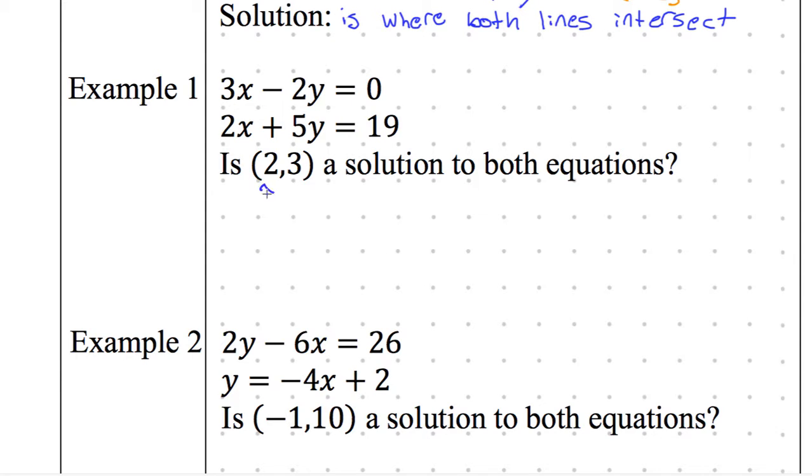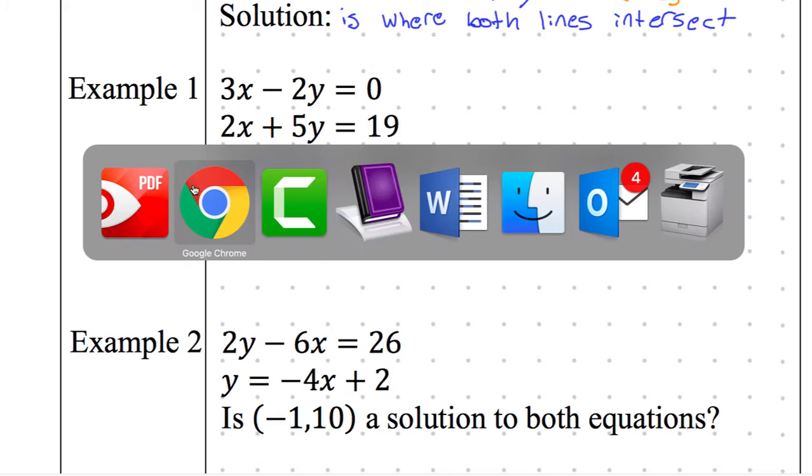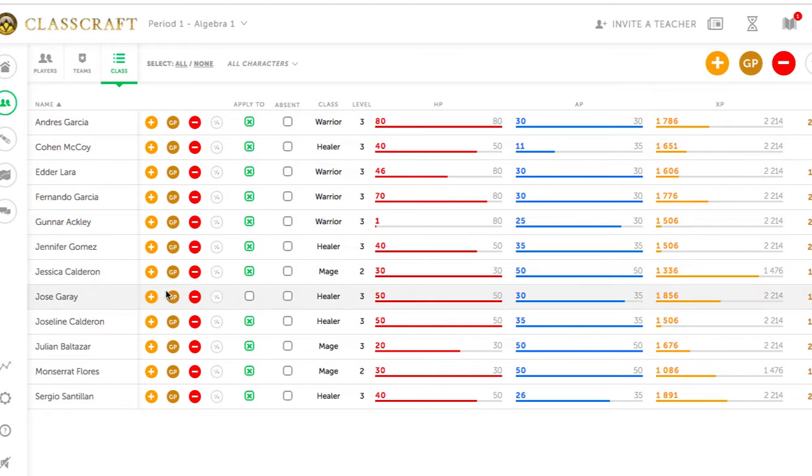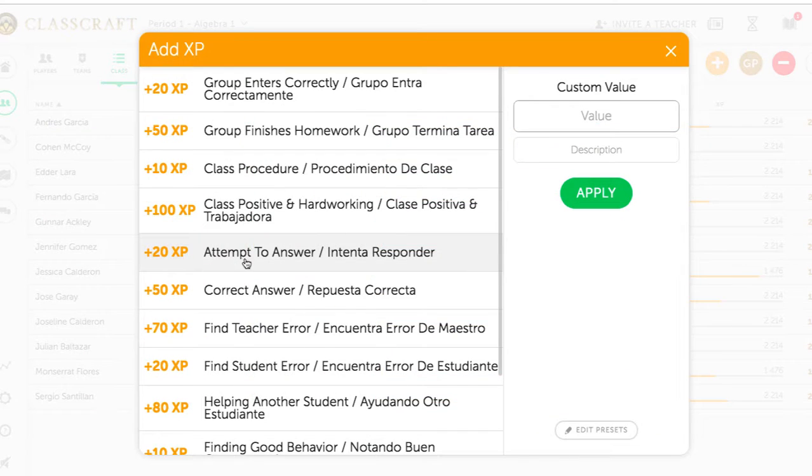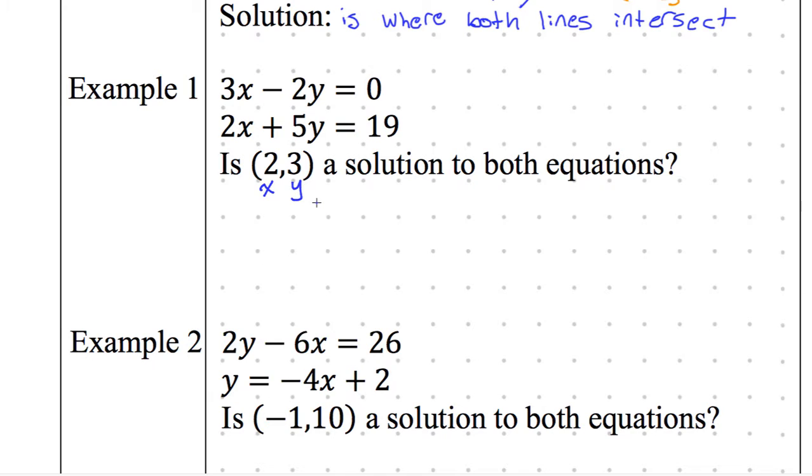Yeah, label it. That's your x. That's your y. Julian, you can turn in your card. That's my x, that's my y. So I'm going to sub them into both of these equations and see if they work. All right, so someone help me substitute 2 and 3 in for my first equation.